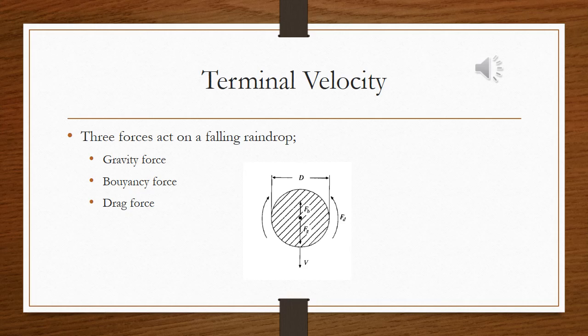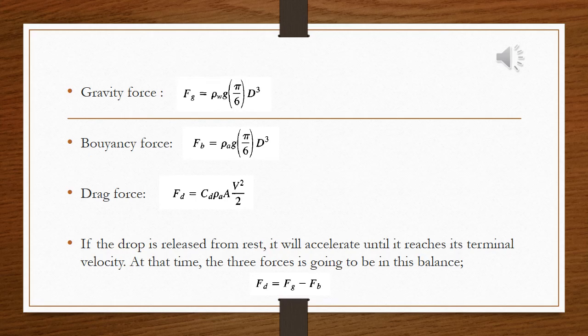So we know that the gravity force is going to be equal to the buoyancy force and drag force summation. Let's go through the formulation and then we are going to derive this terminal velocity equation. Gravity force can be represented as the water density, gravitational acceleration, and pi over 6 d cubed, which is the volume. Volume multiplied by the density is going to be our mass. Mass multiplied by gravity is going to be the force, okay? So the gravity force is represented in this form, the open form of this one.